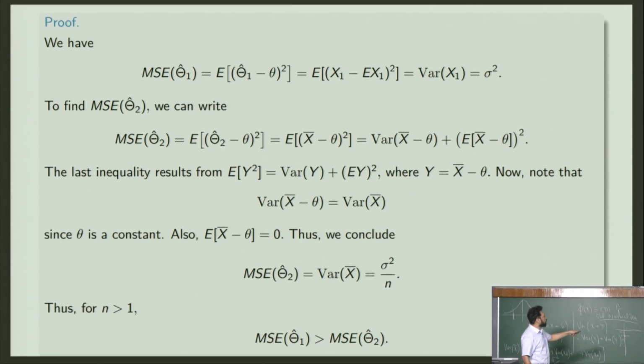Then we go ahead and compute theta hat 2. MSE of theta hat 2 is by definition the expectation of theta hat 2 minus theta, whole square, and theta hat 2 by definition was the sample mean, so the expectation of x bar minus theta, whole square. This turns out to be, if we expand this, the variance of x bar plus the expectation of x bar minus theta, whole squared.